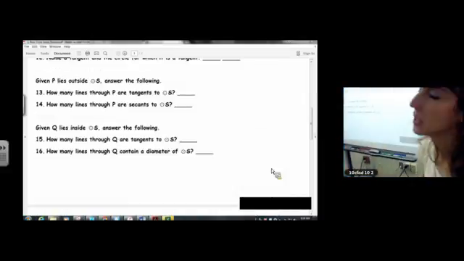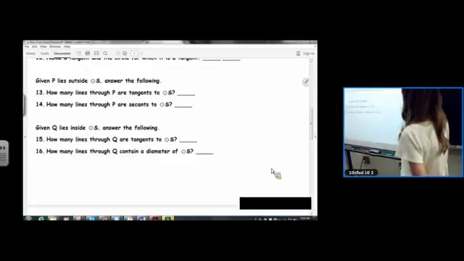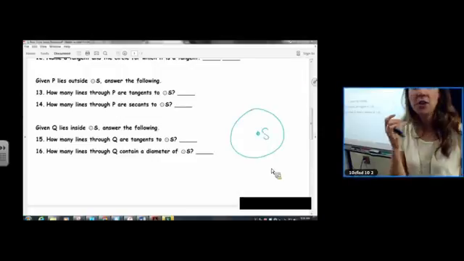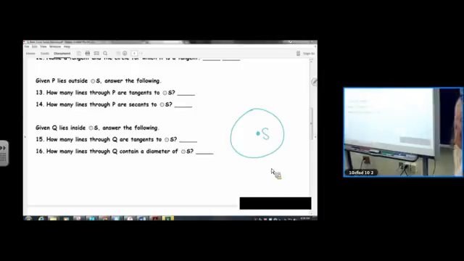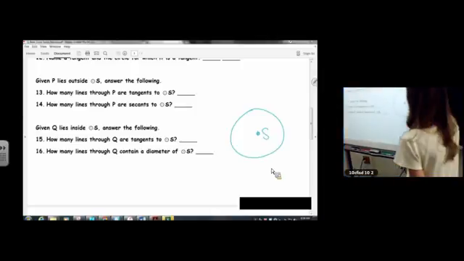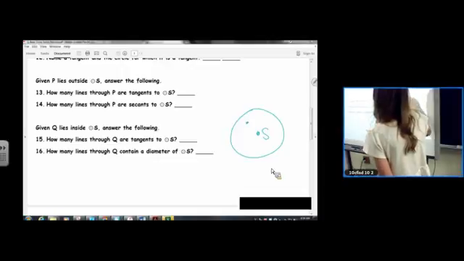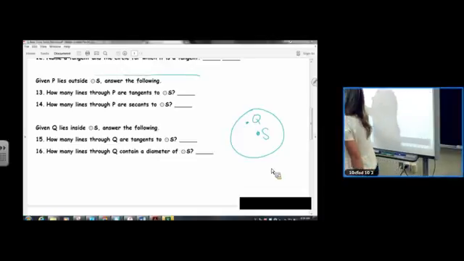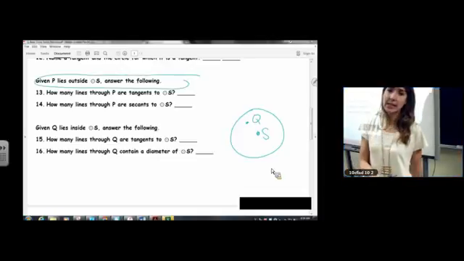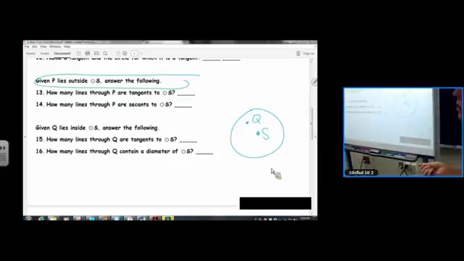Okay, in number 16, we have circle S. So you should have drawn a picture. If you have your homework and you did not draw a picture and you got it wrong, that is probably why. Point Q lies inside circle S. In this section, it lied outside. This time it lies inside. So we want to know how many lines through Q contain a diameter of S.